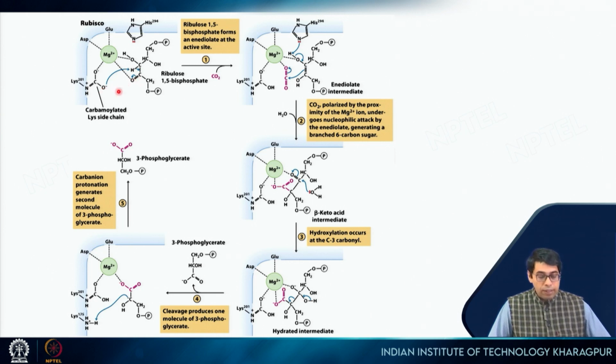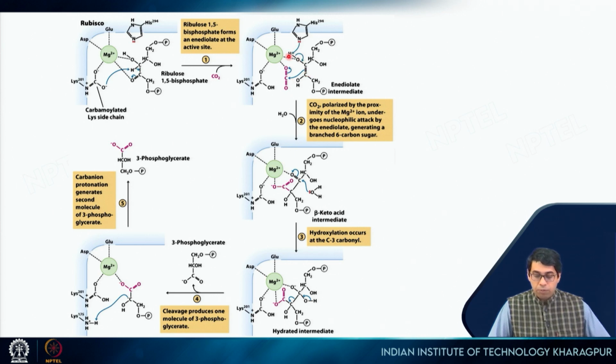The first reaction is the enol formation. So, you see that enol formation happens here. At this point, this histidine 294 acts as a general base. So, it abstracts this proton and triggers this reaction. Coordination of the carbon dioxide by the magnesium ion makes it a very good site for nucleophilic attack. So, this nucleophilic attack happens, so it is triggered by this.